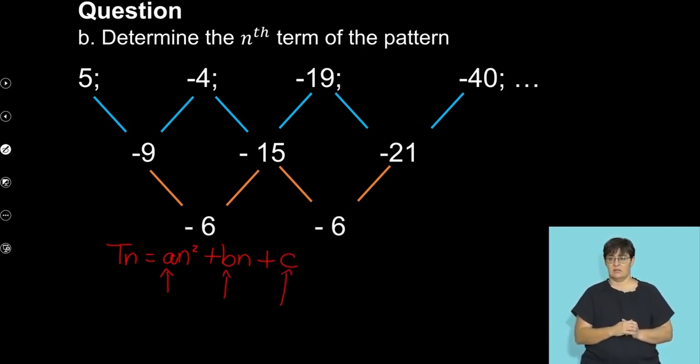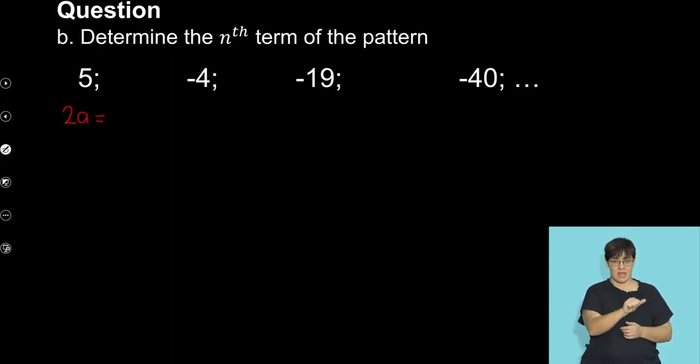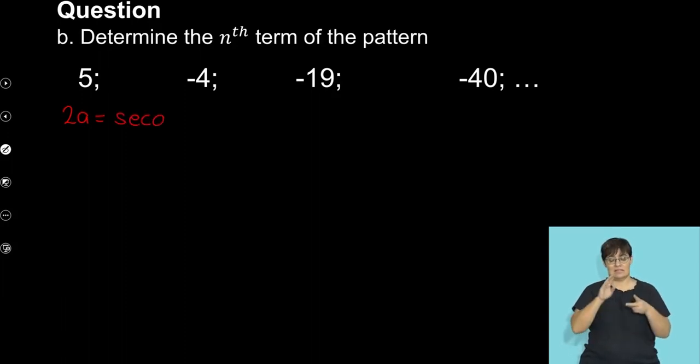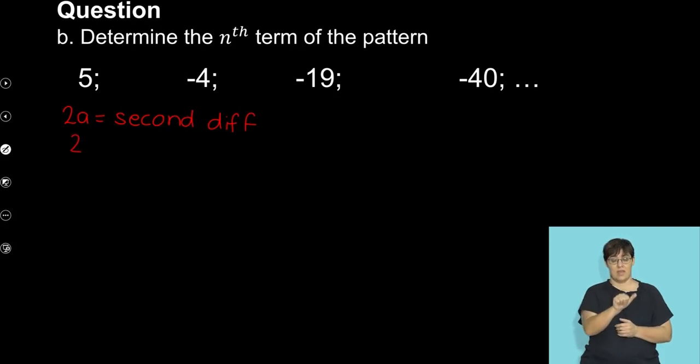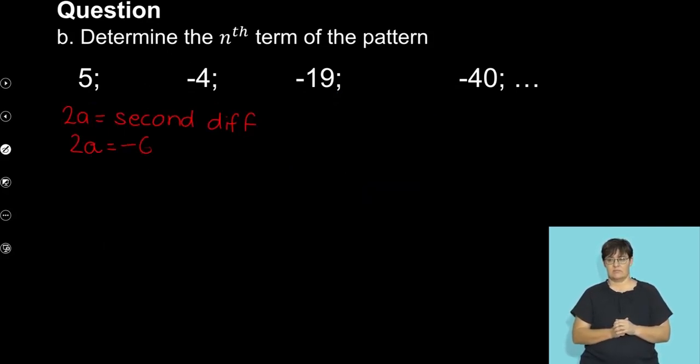I'm going to be flipping through the slides so I can actually fetch certain values. But please remember that 2A is equal to my second difference. So in this case, 2A will be equal to, if I go back to the previous slide, -6. So if 2A is equal to -6, I can divide both sides by 2. So A will have a value of -3.